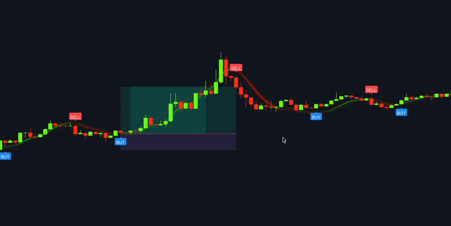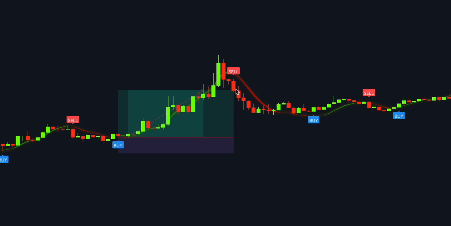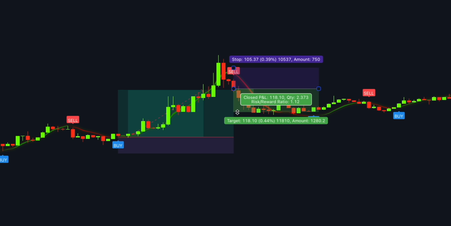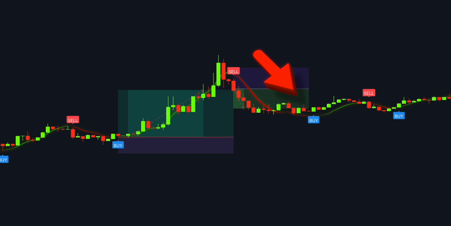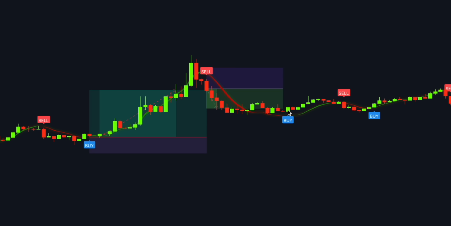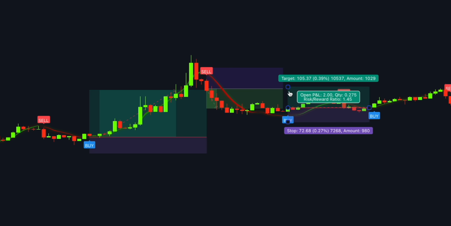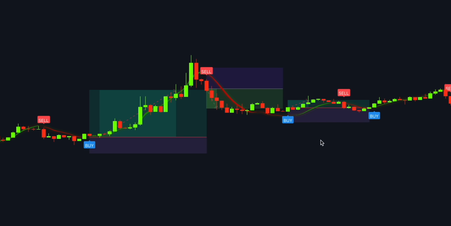For example, if you had opened a buy trade when the indicator gave a signal, you would have made a decent profit. The most exciting part about this tool is that as soon as the price reverses, it gives an opposite signal. It keeps your wins big and your losses small. You can even profit from these small trends.